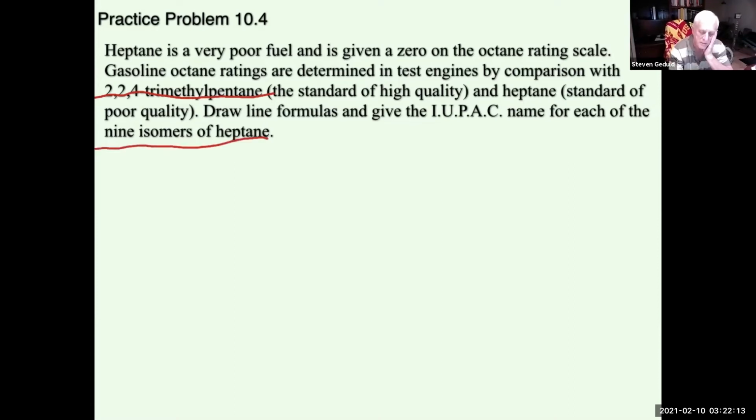So heptane is C7H16. Okay, that's heptane, right? There are 9 different isomers you can draw for heptane. We're going to draw those out and then name them according to IUPAC nomenclature. Our first one is going to be heptane, the line structure.